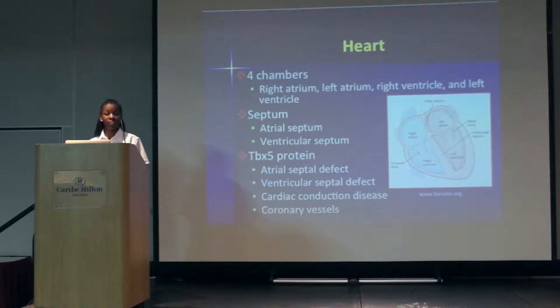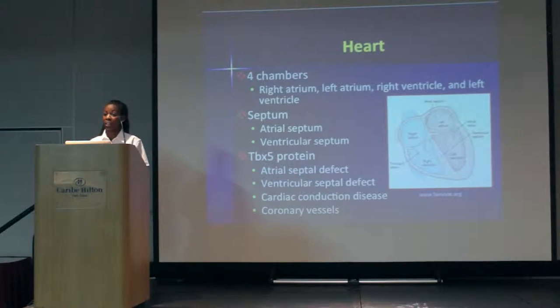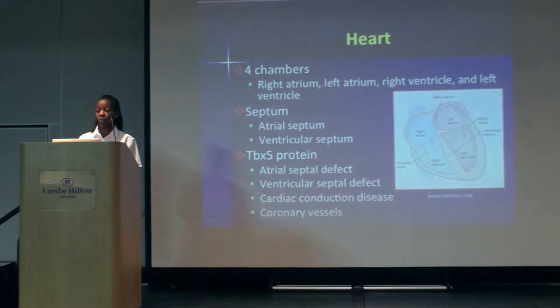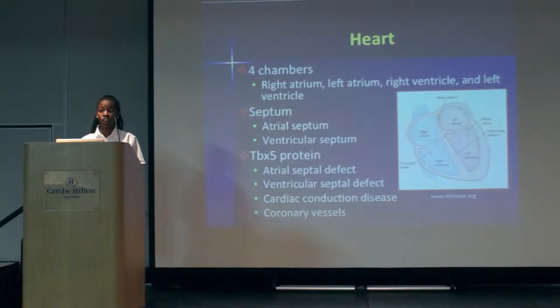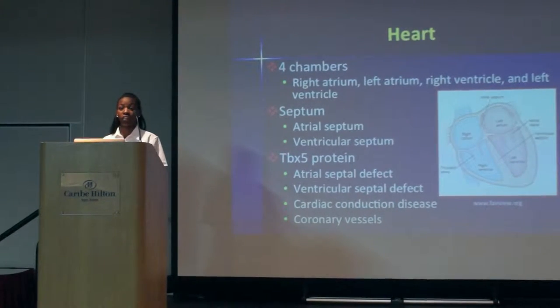The TBX5 protein is critical in the creation of the septum, so once the TBX5 gene becomes mutated, the protein is consequently affected, and therefore the septum cannot correctly form. When this happens, those diagnosed with HOS who also possess a congenital heart defect are most likely to possess an atrial septal defect, a hole in the atrial septum, or a ventricular septal defect, a hole in the ventricular septum. It is also possible for those diagnosed to possess cardiac conduction disease or have impaired formation of the coronary vessels.